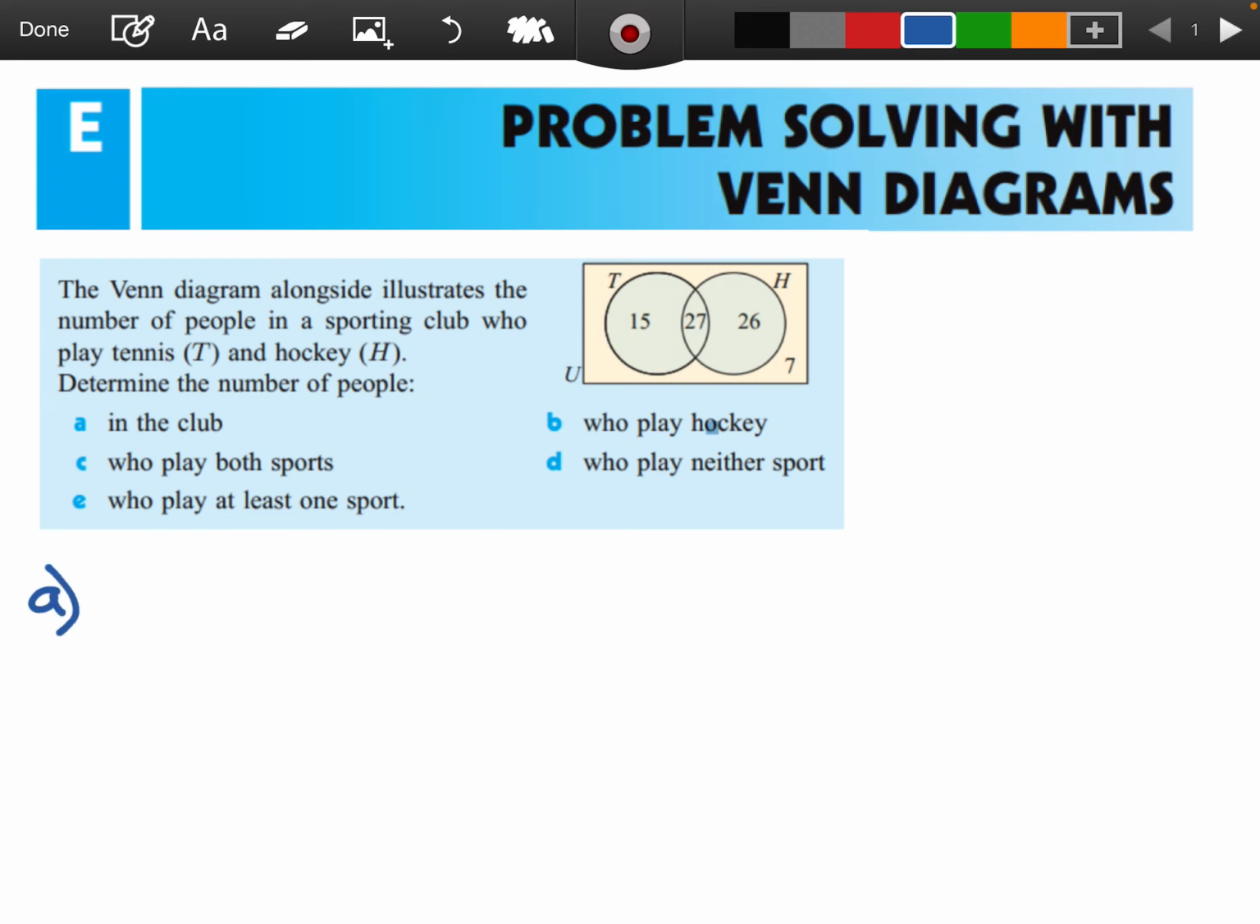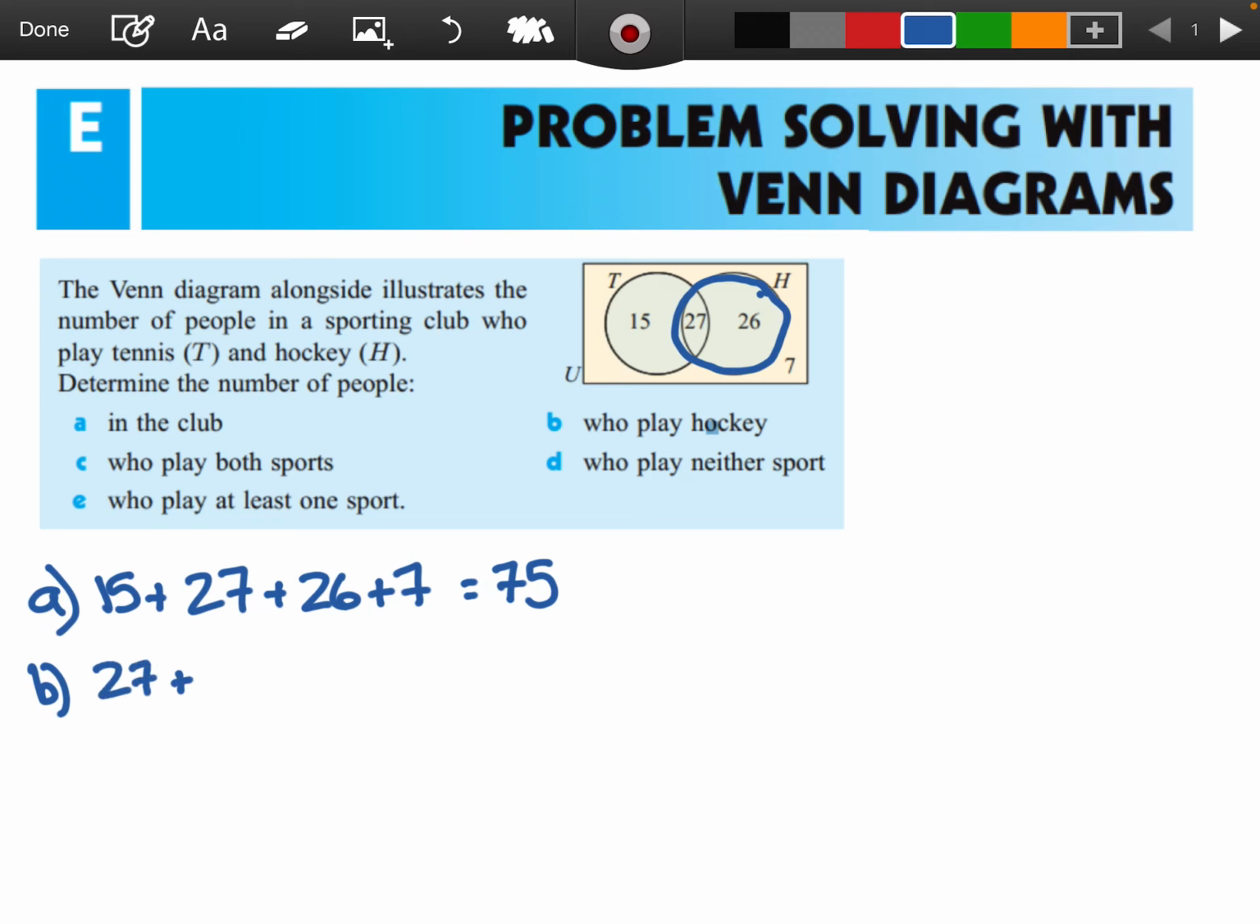So to determine the number of people in the club, we're going to add up all of the numbers that exist in the Venn diagram. So we've got 15 plus 27 plus 26 plus 7. So that gives us a final answer of 75. So we have 75 people in the club. So part B, determine the number who play hockey. So hockey is represented by this H circle here. So everyone that exists in that circle plays hockey. So that's 27 people plus 26 people to give us a total of 53 people.